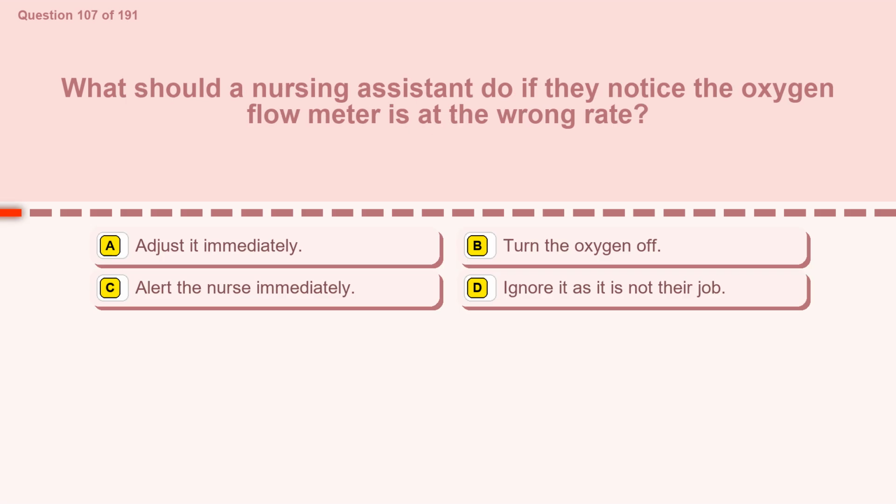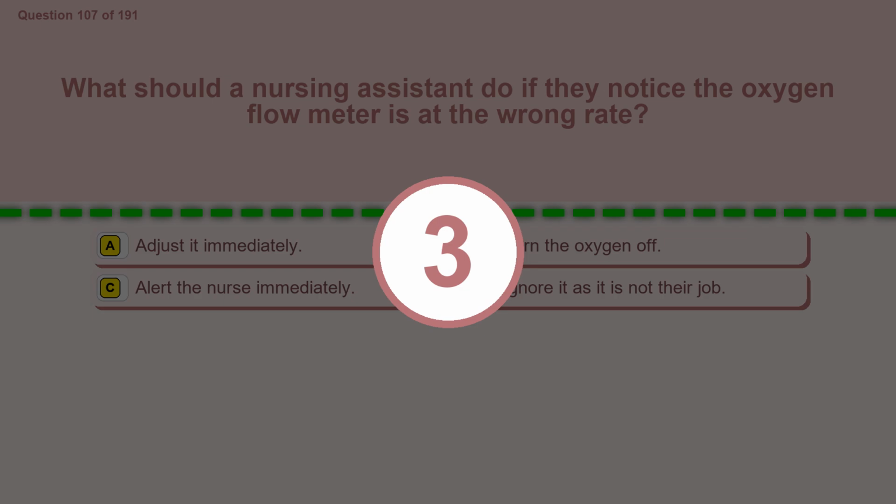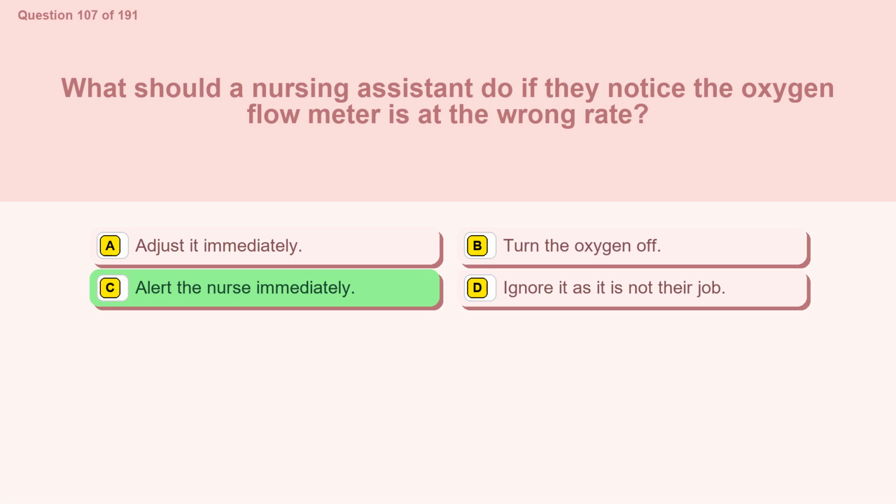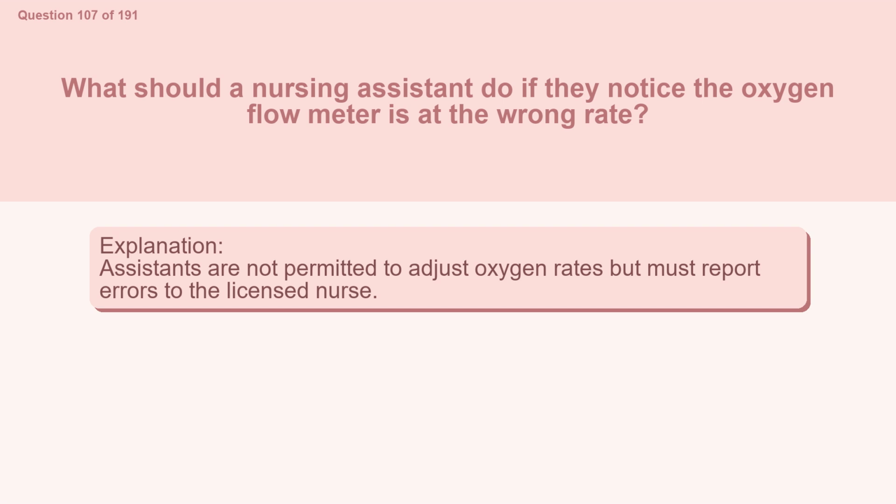Question 107. What should a nursing assistant do if they notice the oxygen flow meter is at the wrong rate? Option A, adjust it immediately. Option B, turn the oxygen off. Option C, alert the nurse immediately. Option D, ignore it as it is not their job. The correct answer is option C, alert the nurse immediately. Assistants are not permitted to adjust oxygen rates but must report errors to the licensed nurse.